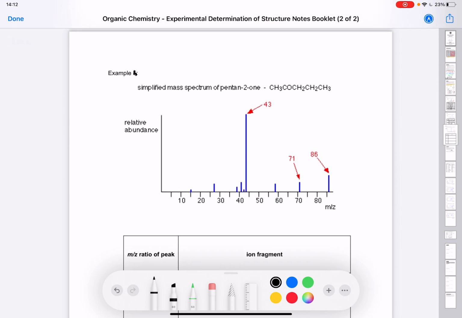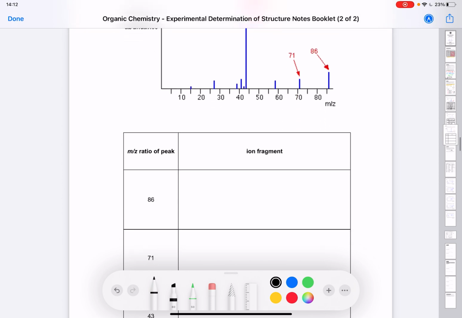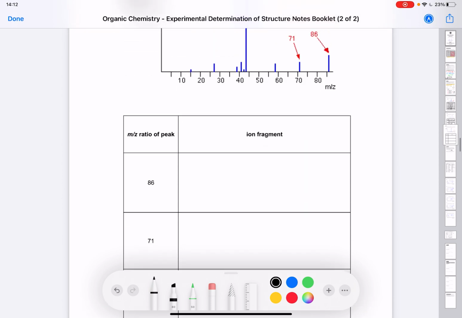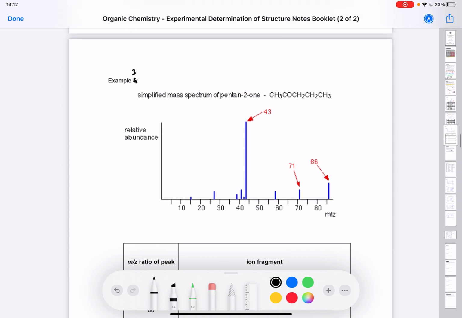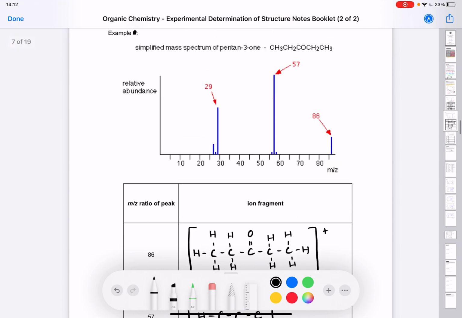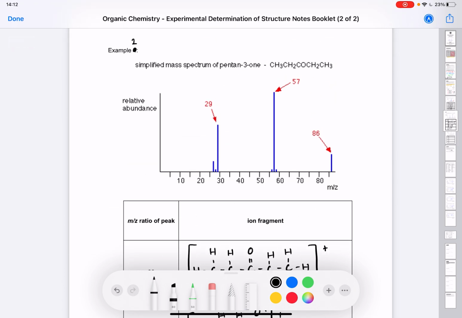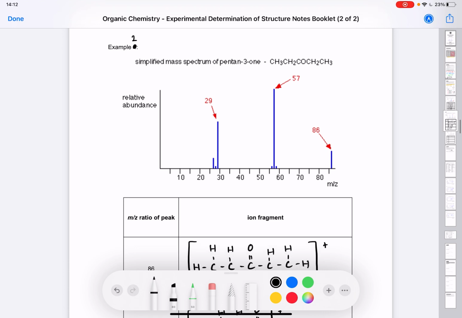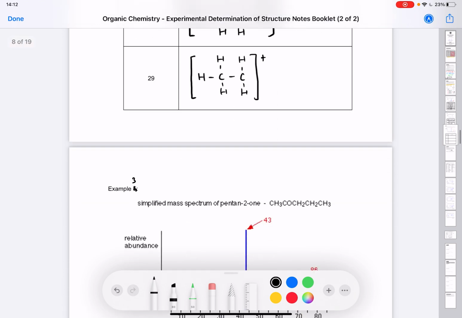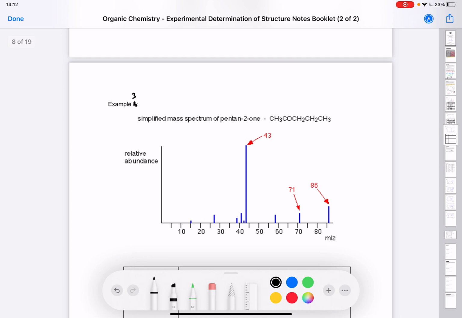So there is a third example, and what I would like you guys to do is to have a wee go at this third example. If there is any of them that you cannot get the correct ion fragment for, please let me know. But also what I would like you to do is to have a look. So example 3 is pentan-2-one and example 2 is pentan-3-one. So these are isomers of each other. But what you can see is that there are different peaks. So they've both got a peak at 86, which you would expect.